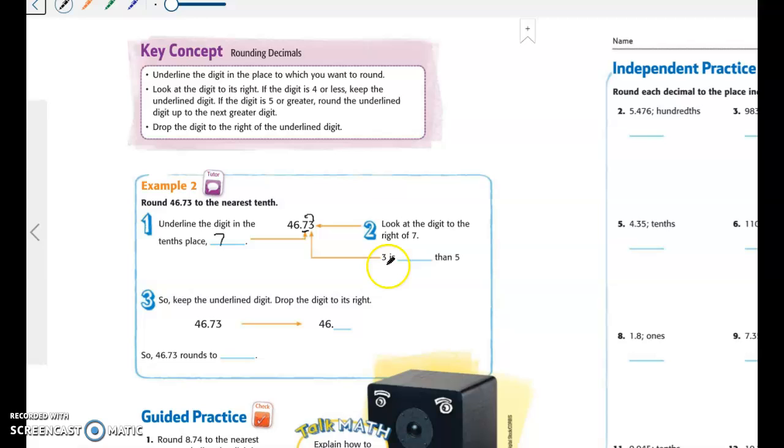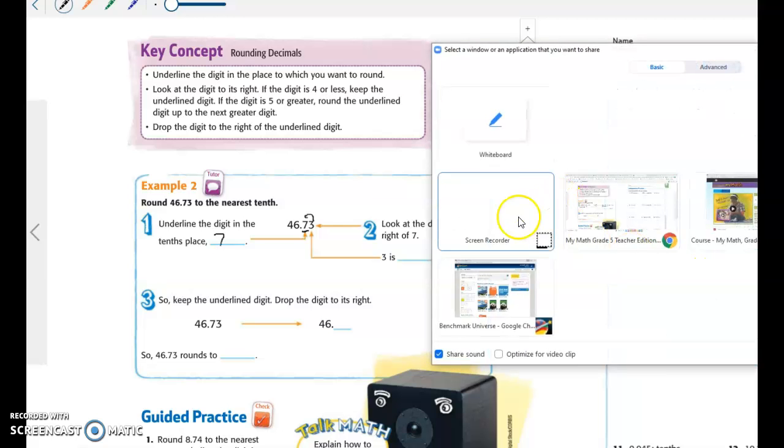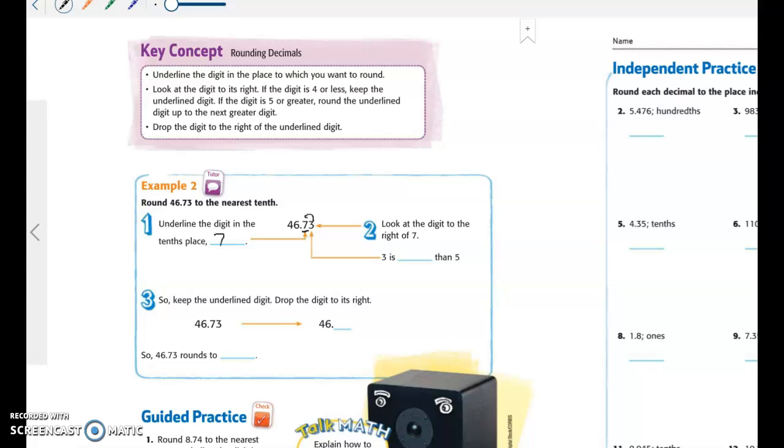Sharing. What is that, Melanie? You're not sharing. I am so sorry. Okay, can you see it?